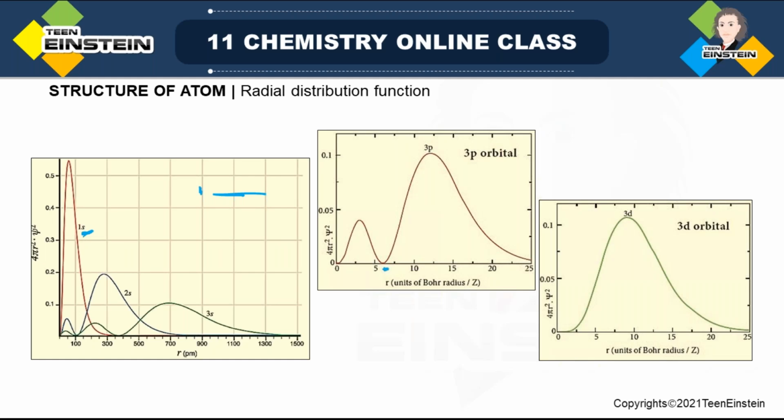At the start of the class, I already said that we'll discuss the topics angular nodes for p and d orbitals and shapes of orbitals, but because of lack of time, we have not discussed those two topics. We are just ending the discussion at the radial distribution function. Information related to nodes and shapes of orbitals will be discussed in the next class. So we are ending here. Thank you for listening.